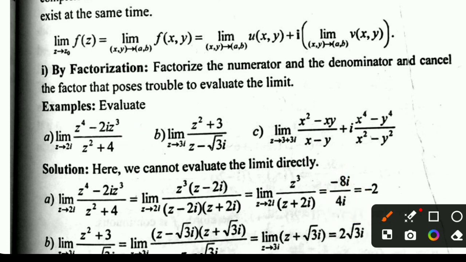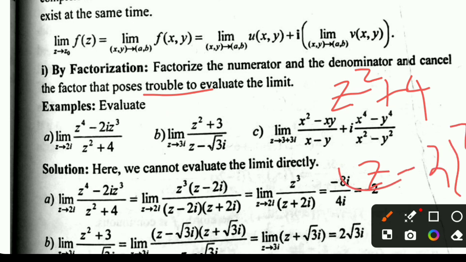For example, by factorization we can evaluate the limit: factorize the numerator and denominator and cancel the common factor. That is the same as when we deal with real numbers. So evaluate the limit as z goes to 2i of z to the power 4 minus 2i z cube over z square plus 4. We know that z square plus 4 separates as z minus 2i times z plus 2i.